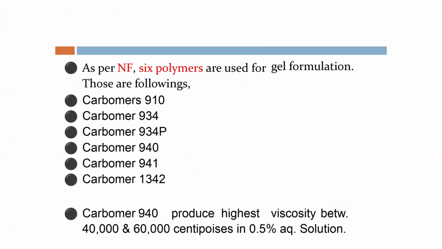As per the national formulary, 6 specific polymers are used for gel formulation. Those are the following: Carbomer 910, Carbomer 934, Carbomer 934P, Carbomer 940, Carbomer 941, and Carbomer 1342. Here's an interesting fact: Carbomer 940 produces the highest viscosity, between 40,000 and 60,000 centipoises, in a 0.5% aqueous solution.